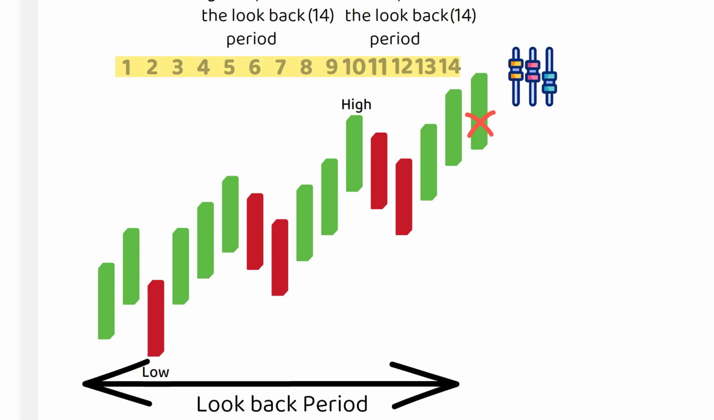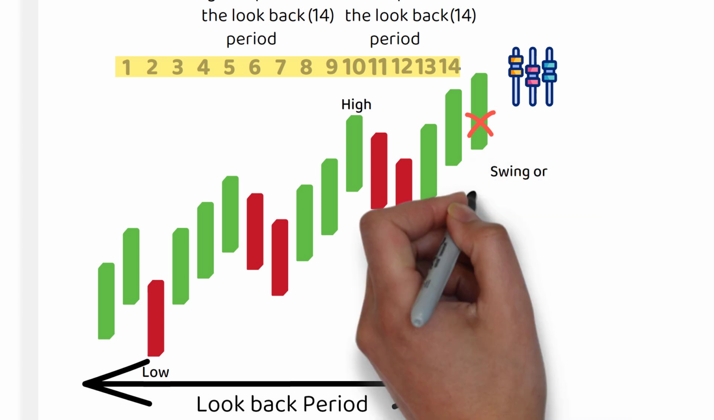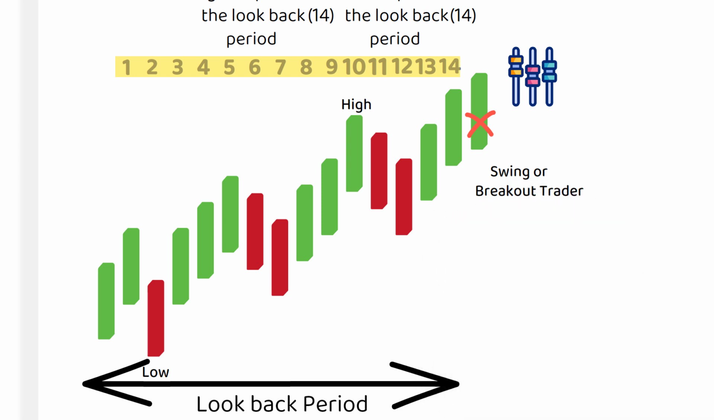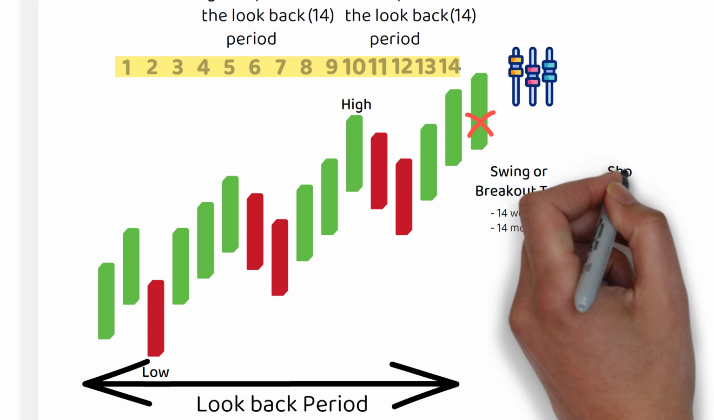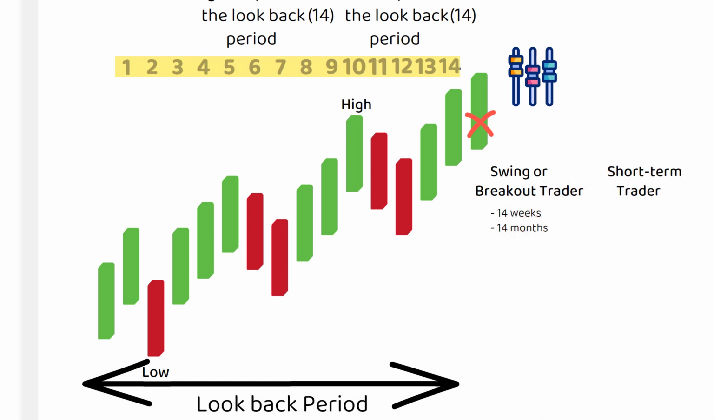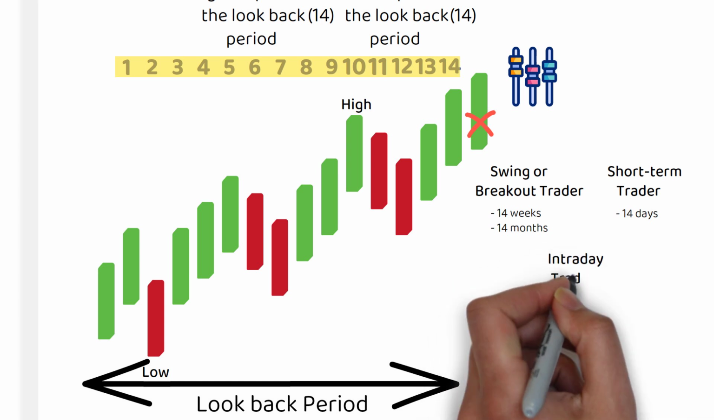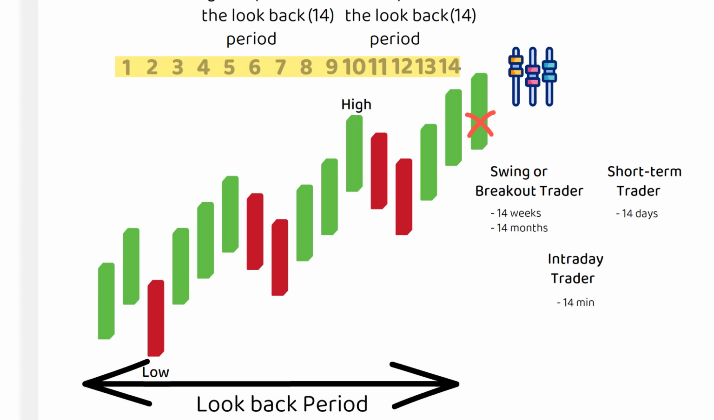You can, however, adjust the period based on your trading horizon. If you're a swing trader or a breakout trader like me, you might use a longer period for the indicator. Whereas if you prefer short-term trades with a holding period of less than a couple of weeks, the 14-day period might be preferred. Intraday traders can even use shorter intervals for their chosen look-back period.